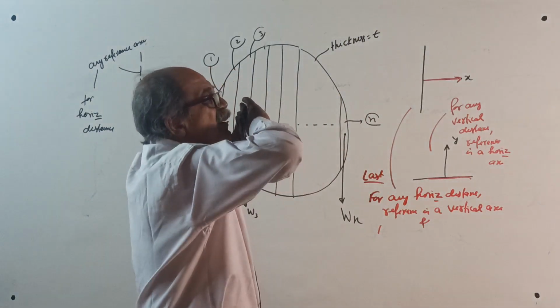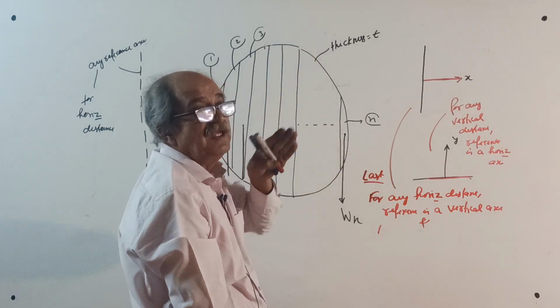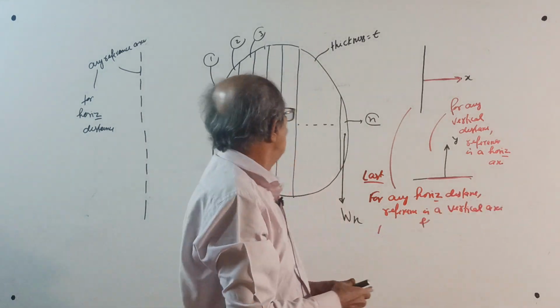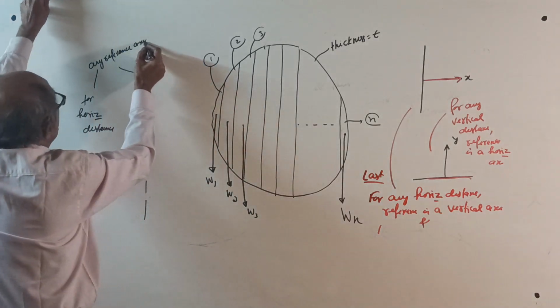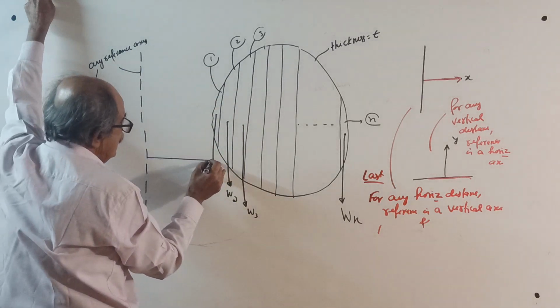Once again, any horizontal distance is from a vertical axis or vertical line. Any vertical distance is from horizontal. Now, you take any reference axis. This is for horizontal distance. Let it be x1.